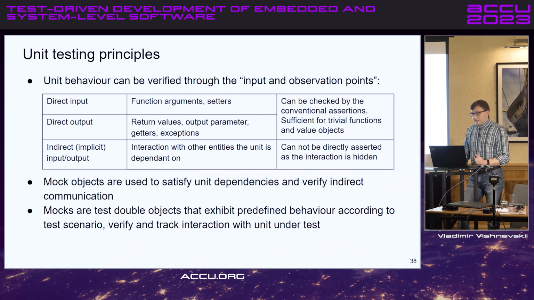And we provide indirect input, of course, as well as function arguments or some setters. But the classes can also have some indirect input and output: communication with some entities that can even be hidden, like, for example, communication with the platform. So to test those, we need to introduce mock objects that will be substituting those dependencies. Mock objects are test double objects that have some predefined behavior and verify the access, so the interaction with them.